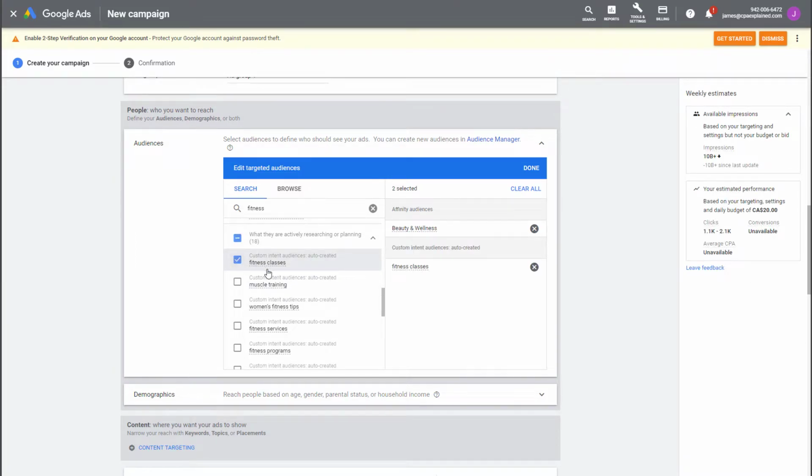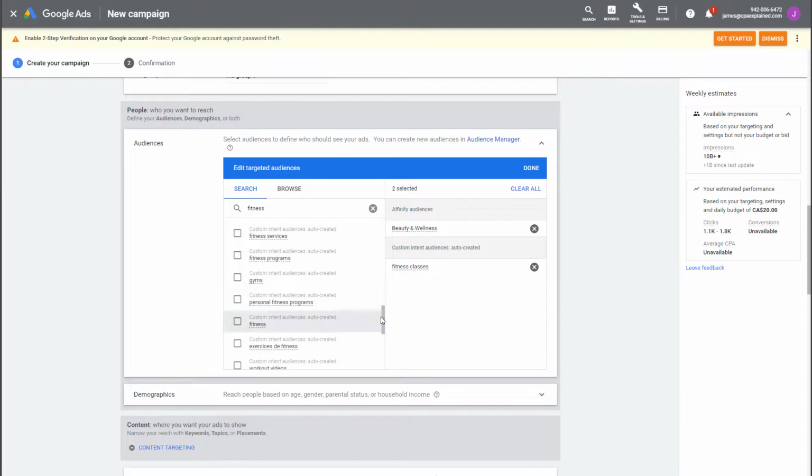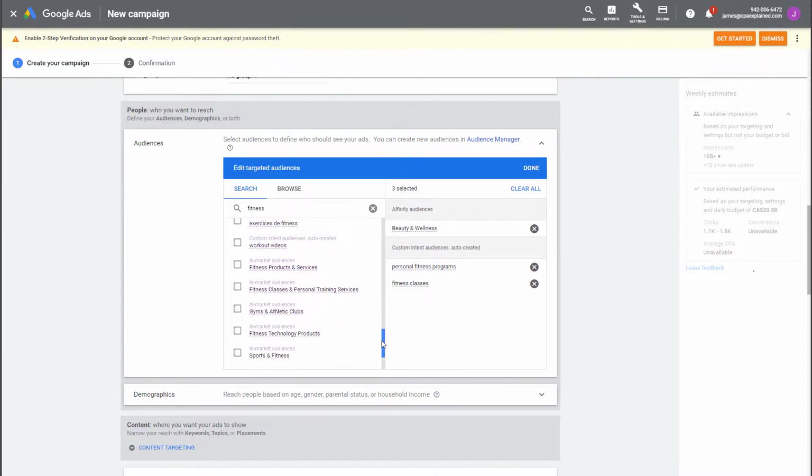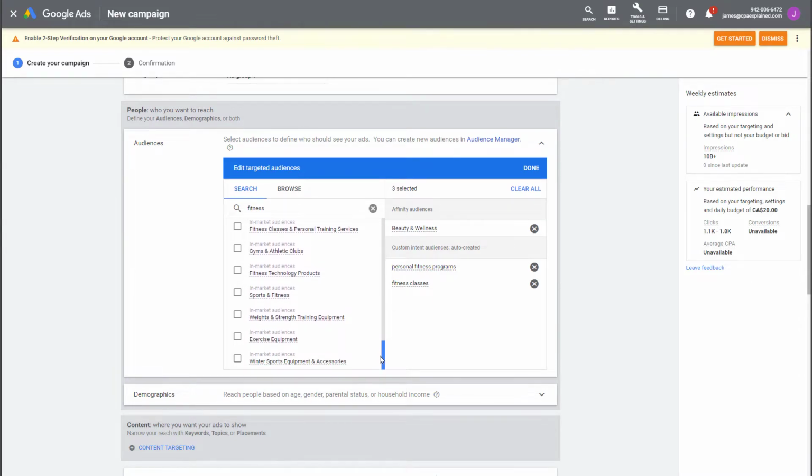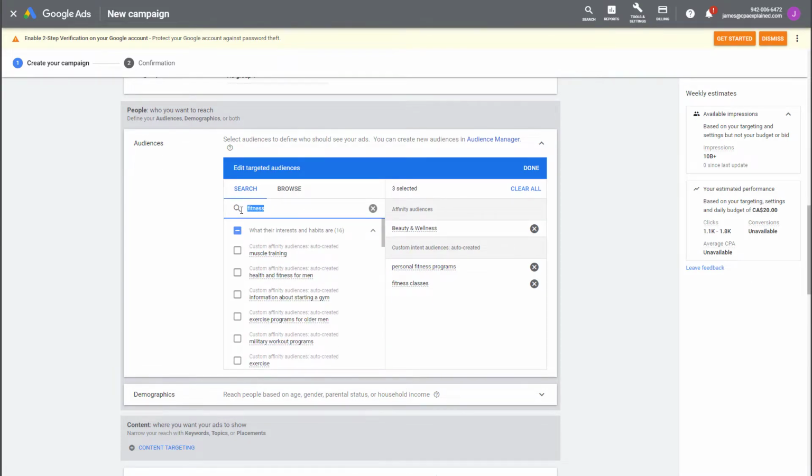Fitness classes, because again, this is really good. This is intent. This means someone's intent on getting in shape and doing better and improving the way they look. That's what we want. So that's good. Personal fitness programs. Yeah, we'll look at that as well. Yeah, that looks good.